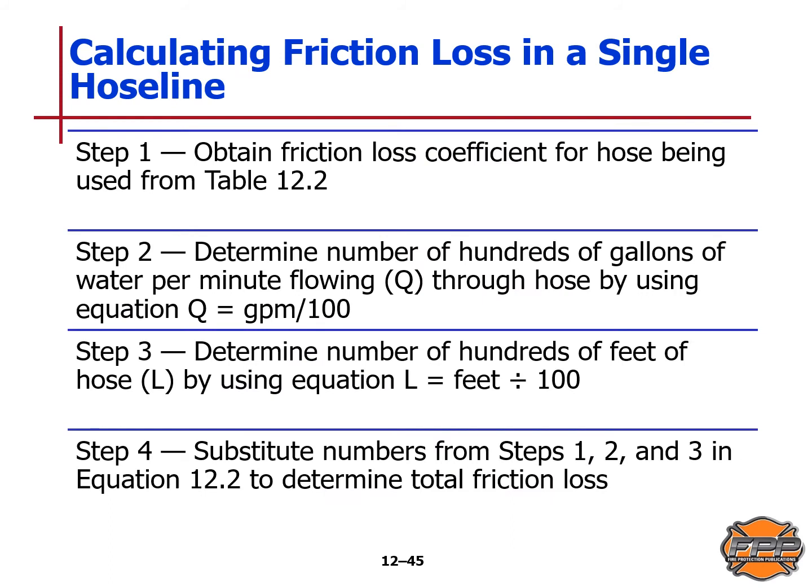When calculating friction loss in a single hose line, step 1, obtain the friction loss coefficient for the hose being used from table 12.2. Step 2, determine the number of hundreds of gallons of water per minute flowing, which is Q, through the hose using the equation Q equals gallons per minute divided by 100. Step 3, determine the number of hundreds of feet of hose, L, which is length, using the equation L equals feet divided by 100. Step 4, substitute numbers from steps 1, 2, and 3 in equation 12.2 to determine total friction loss.